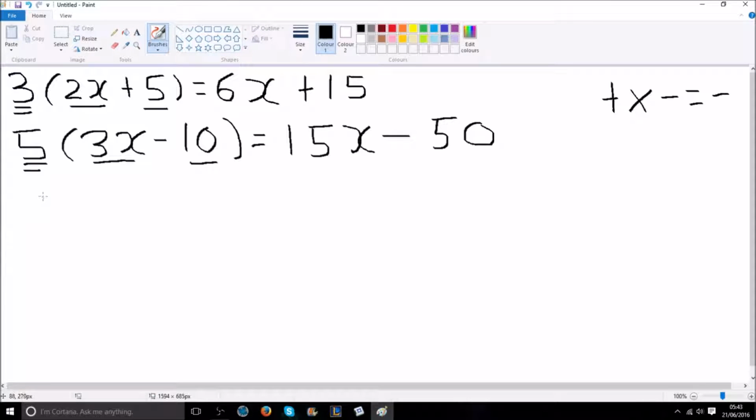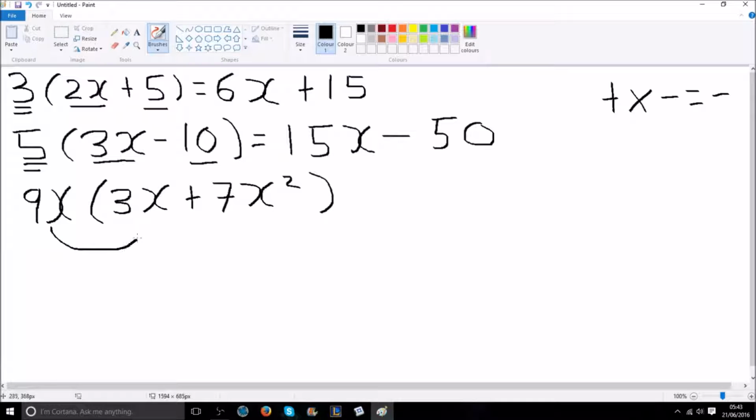So another example could be, let's say 9x bracket, this one's a bit harder, so 3x plus 7x squared. So another question could say expand the brackets. So what we do is we do 9x times 3x, and then we do 9x times 7x squared, just like the ones above. I just use a different notation just to show you that it's the same thing as I was doing the first time.